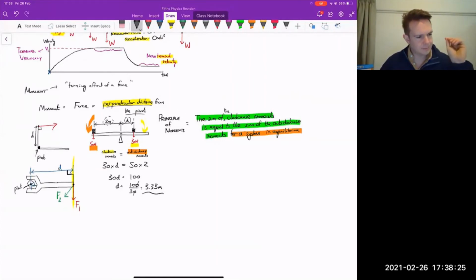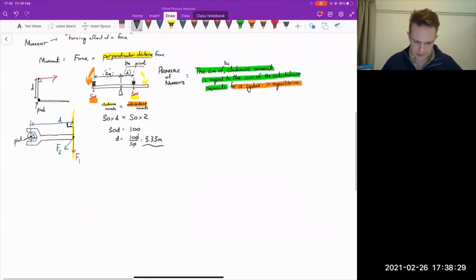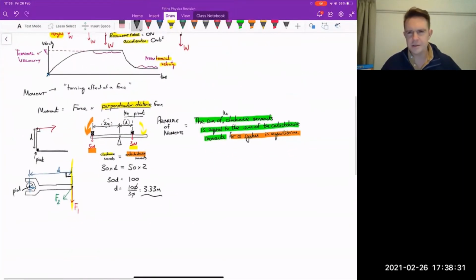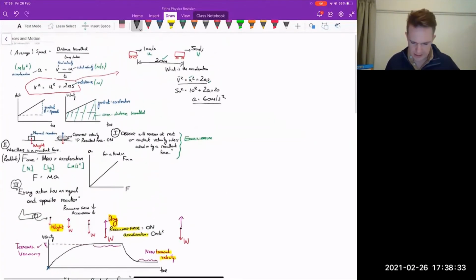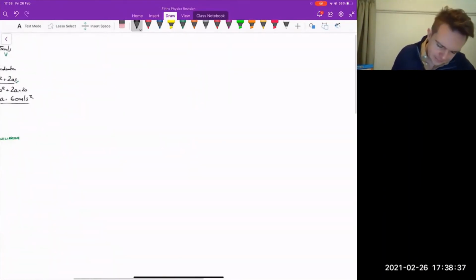Next, pressure. In fact, let's not do pressure because you've recapped that recently. Momentum, that's always one that people want to go through. So, momentum.